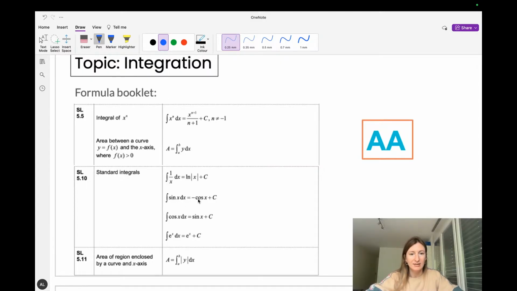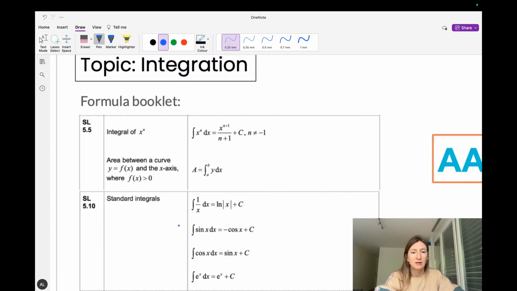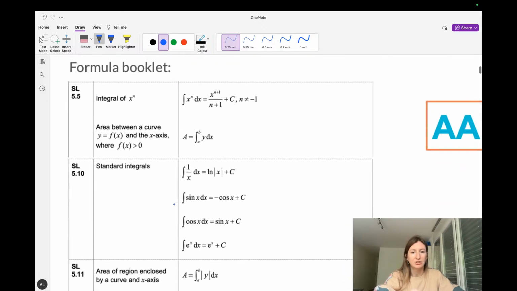For sine x, it's minus cos x. And for cos x, it's positive sine x. So just to keep in mind, these are the opposite of differentiation. We have the other way around for differentiation. So cos x is minus sine x and the other way around. And e to the x, very nice and easy. It's just e to the x. But these are for the very standard basic functions when it's just to the power of x. But when we start to have a linear function in the place of x, then we do one extra step, but we'll go through that as well.